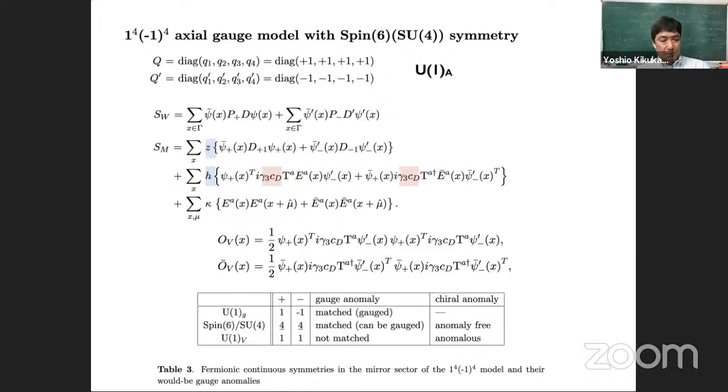So with these symmetries, we cannot introduce the bilinear fermion mass term for these mirror fermions. So this is chiral in this sense.